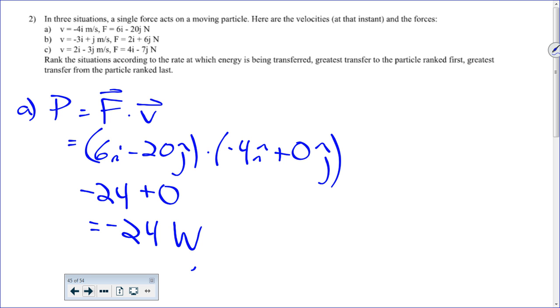That was all you had to do: calculate the power for the three of them by doing that dot product and then rank them. Everybody good up to there? Any problems? Those of you that were asking about the concept-y stuff, everybody cool with that? Cool.